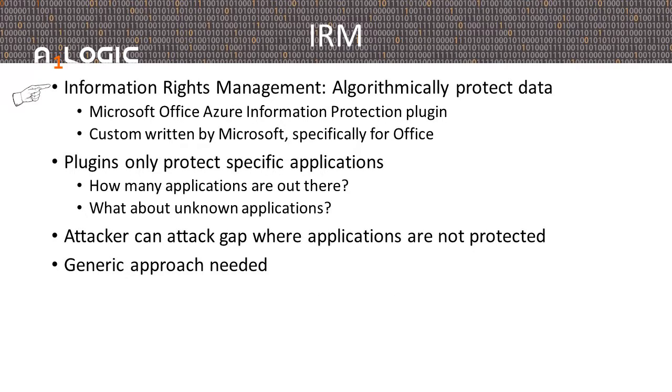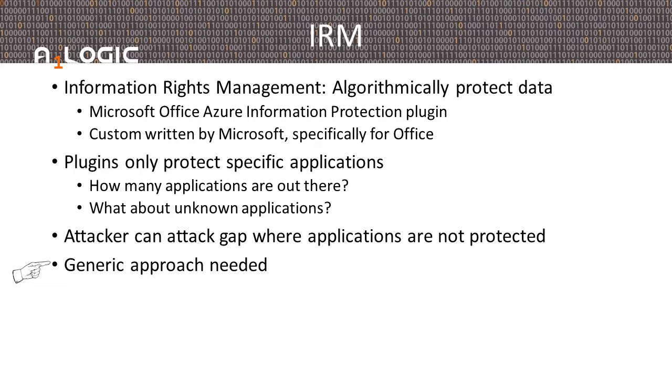Information rights management algorithmically protects data through custom application-specific plugins. This means that the IRM vendor can only protect what they know about, leaving security gaps in the products that they do not know about and therefore cannot protect. A holistic information security solution should have compatibility with unknown software and unknown file formats, because not all the file formats in the world are known to or going to be known to an IRM vendor.